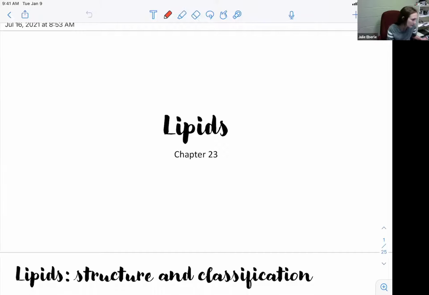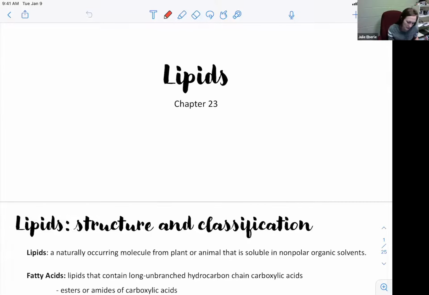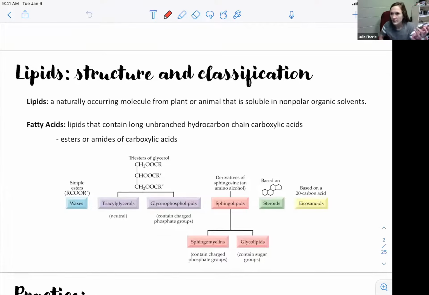So we are going to talk about what makes something a lipid, okay? And what is lipid another word for? What do we call lipids generally, usually? Fats. Yep, we call them fats, okay?